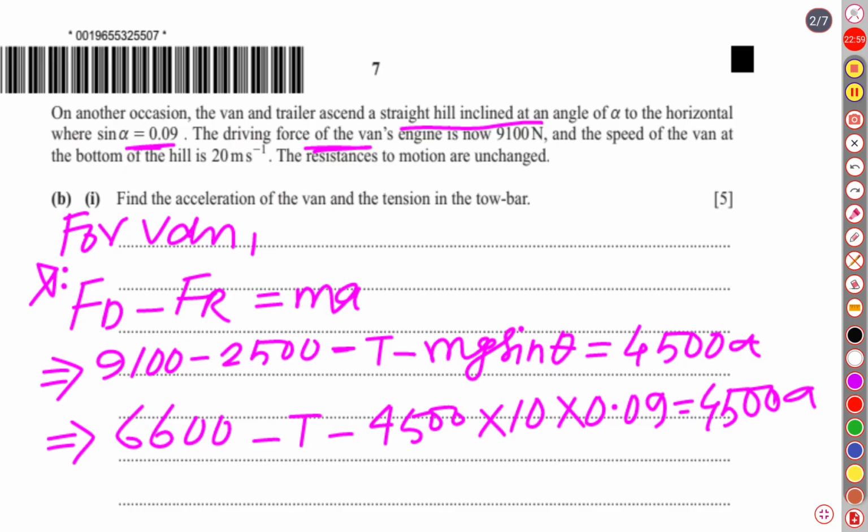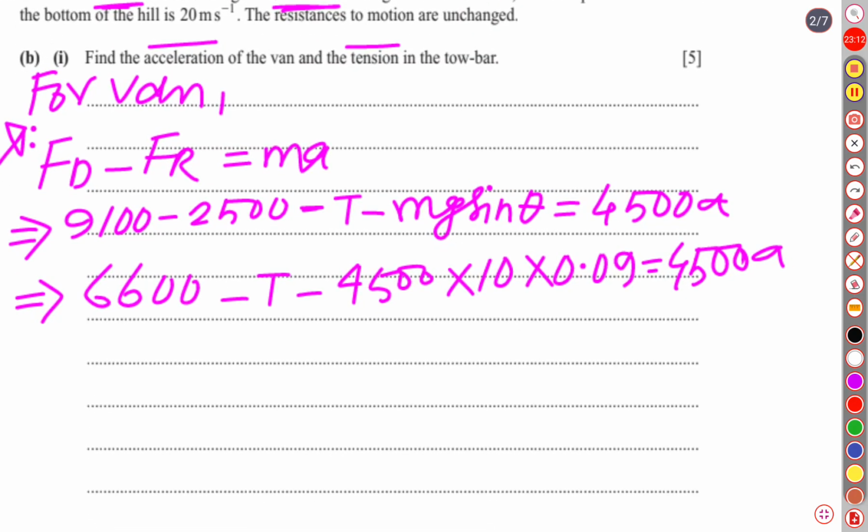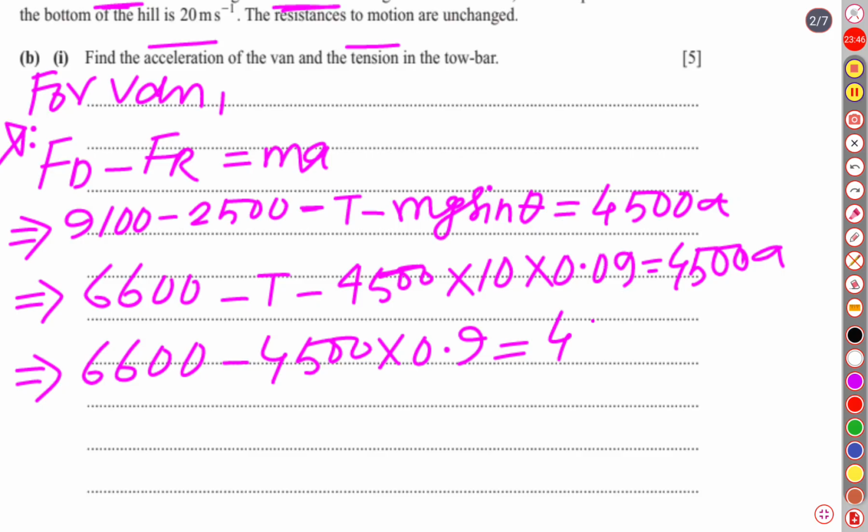Well, as there are two values missing, acceleration as well as tension, there must be two simultaneous equations. So for the first equation, let us isolate T. So 6600, and here we can do the calculation: 4500 into 10 into 0.09, that is 0.9, and 0.9 into 4500. So T equals 6600 minus 4500 into 0.9 minus 4500a.